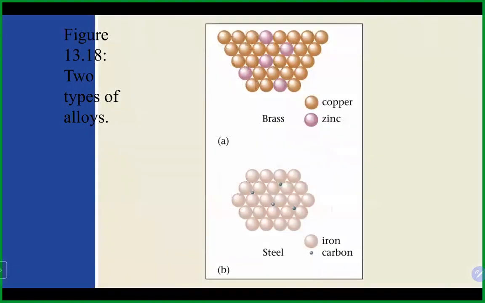And here's an example of that. Here's brass, where we've got some zinc in with all of our copper. And here's steel, where we put carbon in between each of those iron atoms. And that is that chapter.